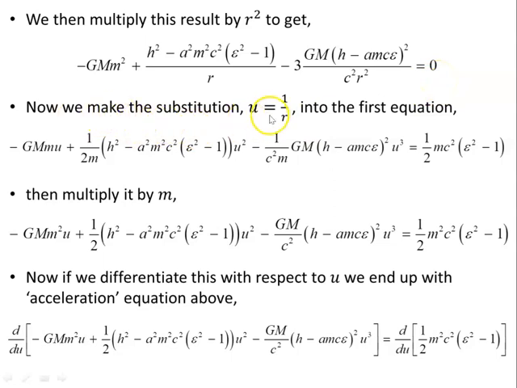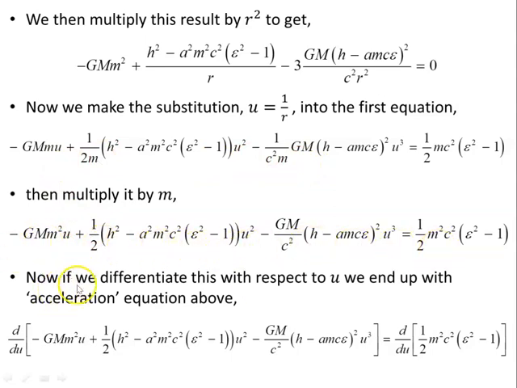Now we make the substitution. It's easier to work with u as 1 on r instead of 1 on r. As you'll see later on, it does make things look easier to understand and deal with and to manipulate. So substitute into the first equation, that was the energy one, the effective potential is equal to the energy. We're substituting that in, we get this. Then multiply through by m to cancel this out, which gives us this object here.